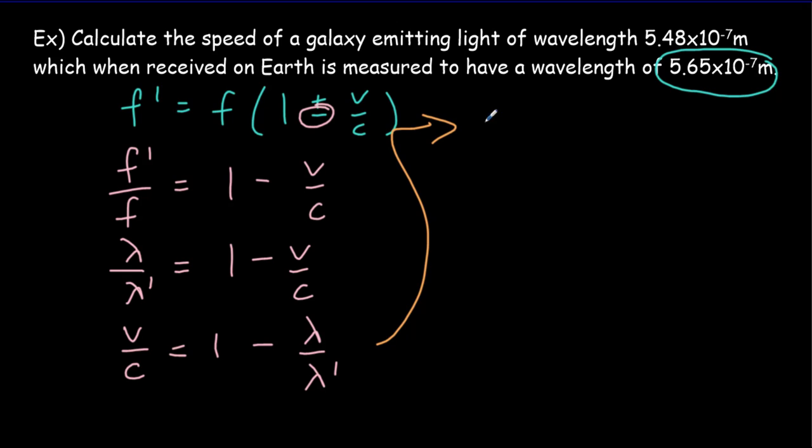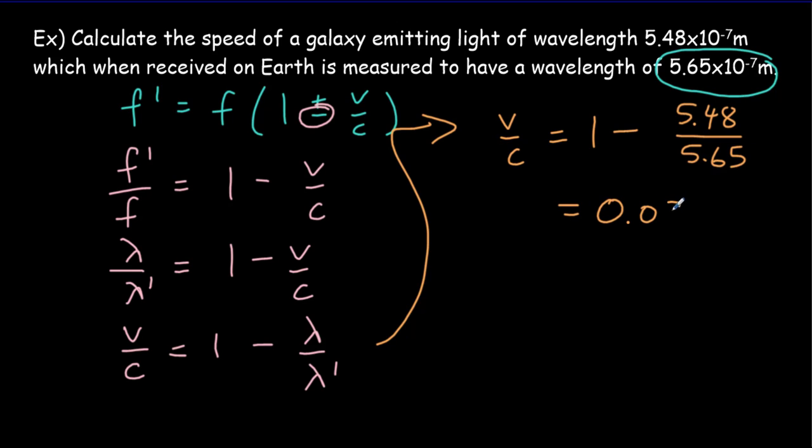I can then substitute my values in. V over C will equal 1 minus the source wavelength, which was 5.48. I won't write the 10 to the minus 7 because it's going to cancel out anyways, and then the lambda primed will be 5.65. Work that out, you get 0.03 equal to V over C. In other words, V is equal to about 3% of the speed of light.